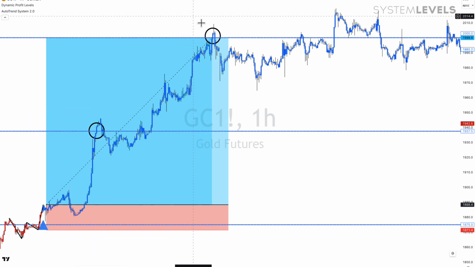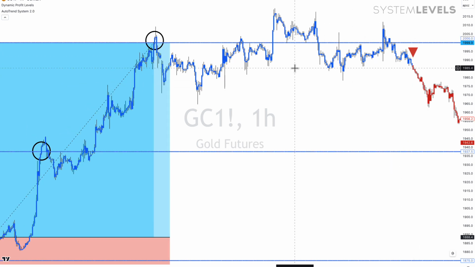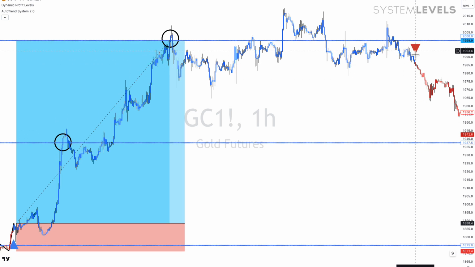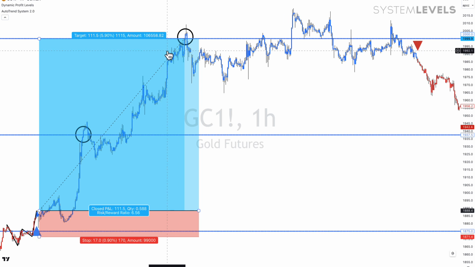Me, I like to scale out in partials because these levels are quite strong and they do have the power to reverse price, as you can see here, right? So I don't want to wait for a new trend change level. Instead, I want to exit proactively. So I want to see what happens. If we see that we're hitting one of those levels, then I can go ahead and exit my trade at that point. So that is a good trade scaled out in two parts.